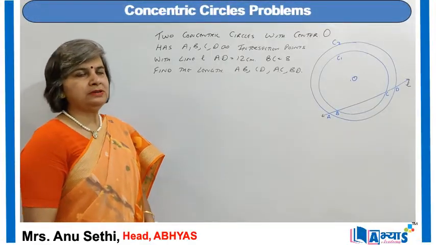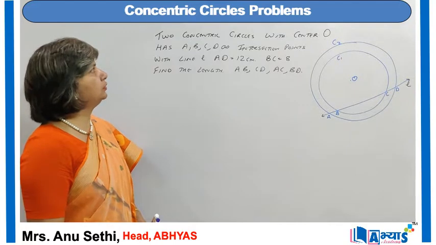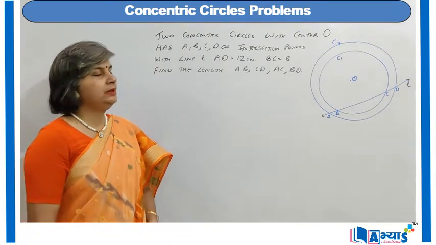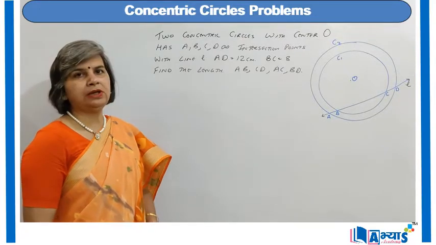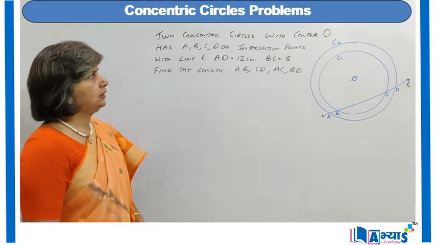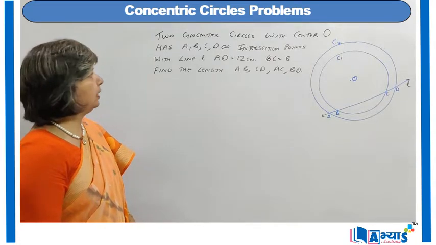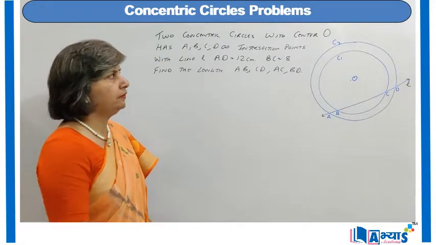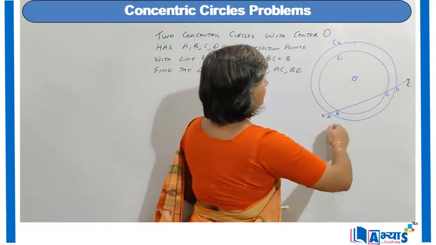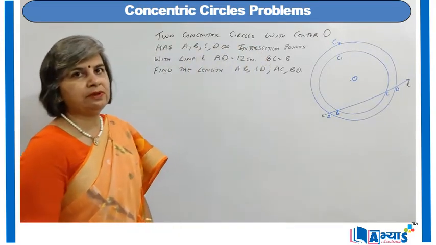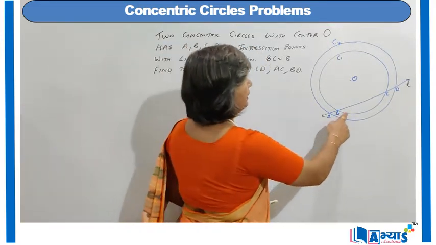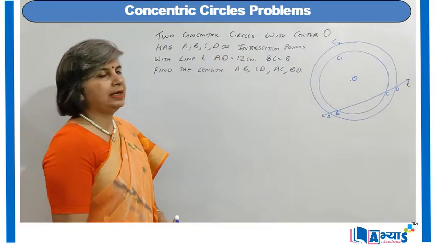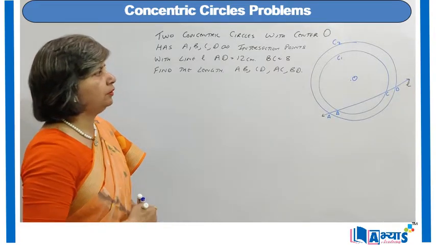Now let us apply the concept of concentric circles. We are given a question that we have two concentric circles with center O, having A, B, C and D as the intersection points on the line L. Now AD is 12 cm and BC is 8 cm, and we are supposed to find the length of AB, CD, AC and BD. For this we will draw.